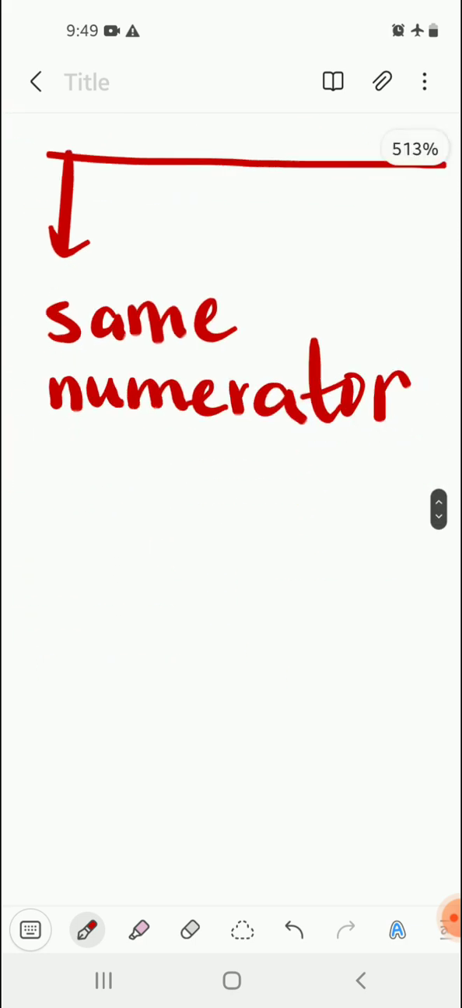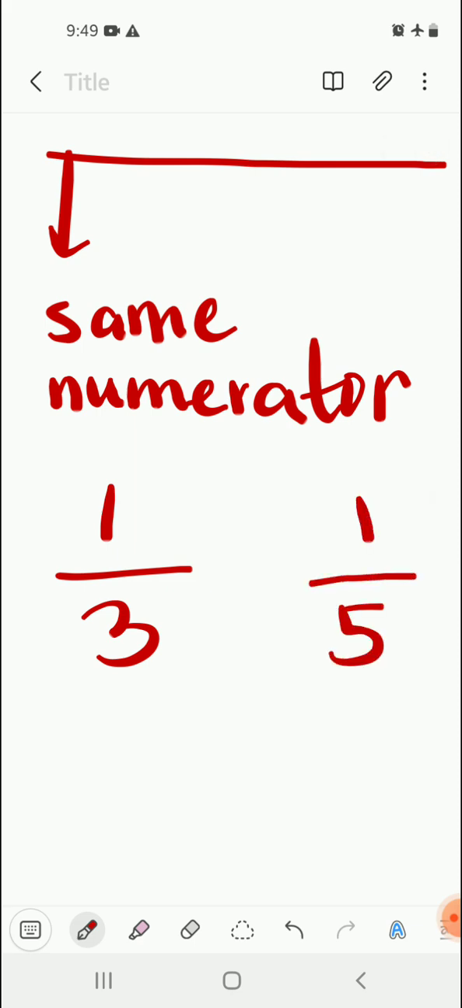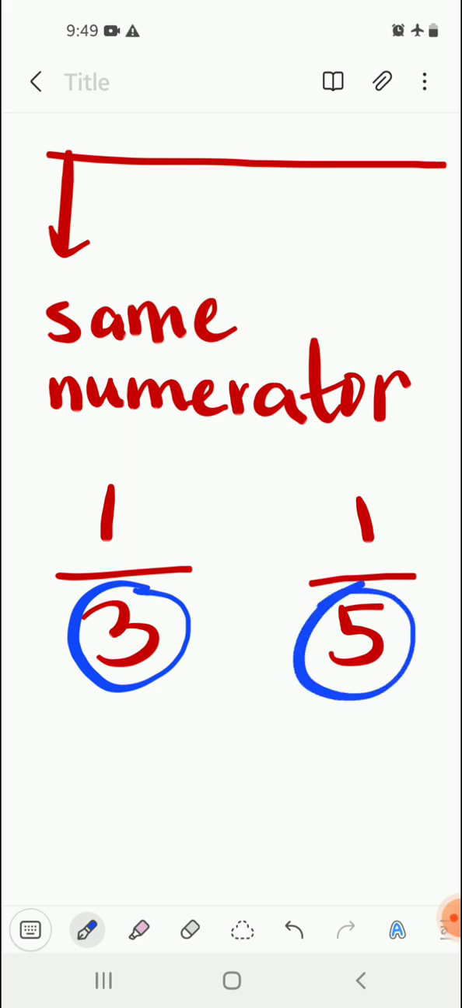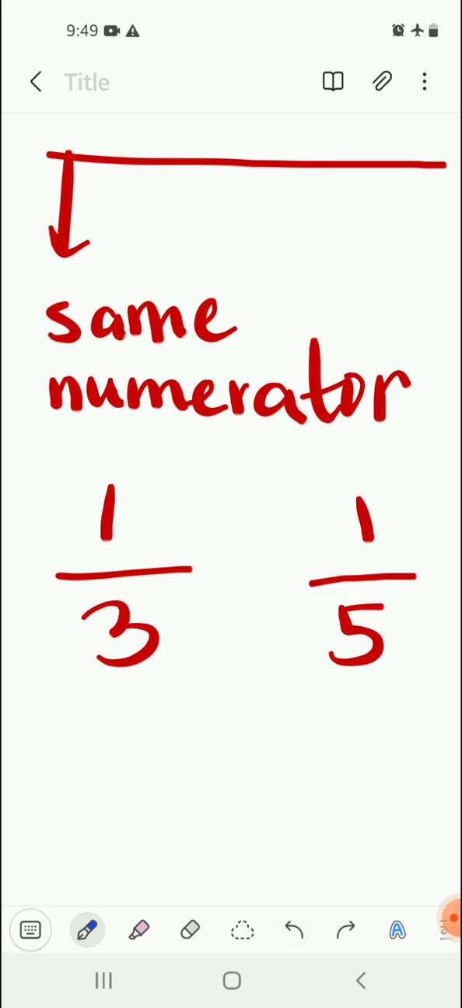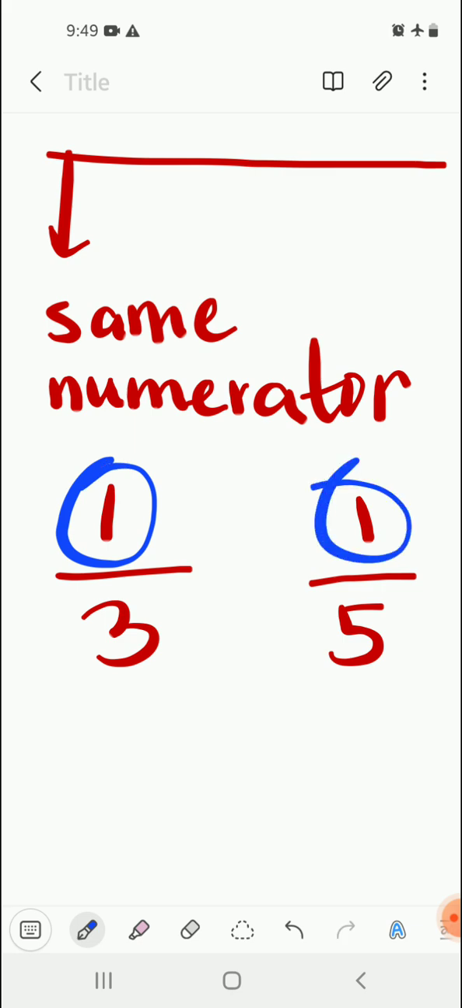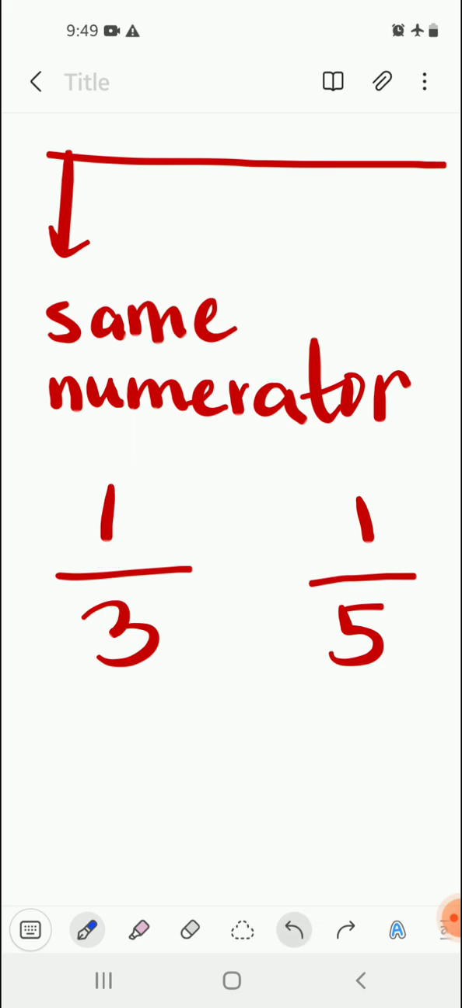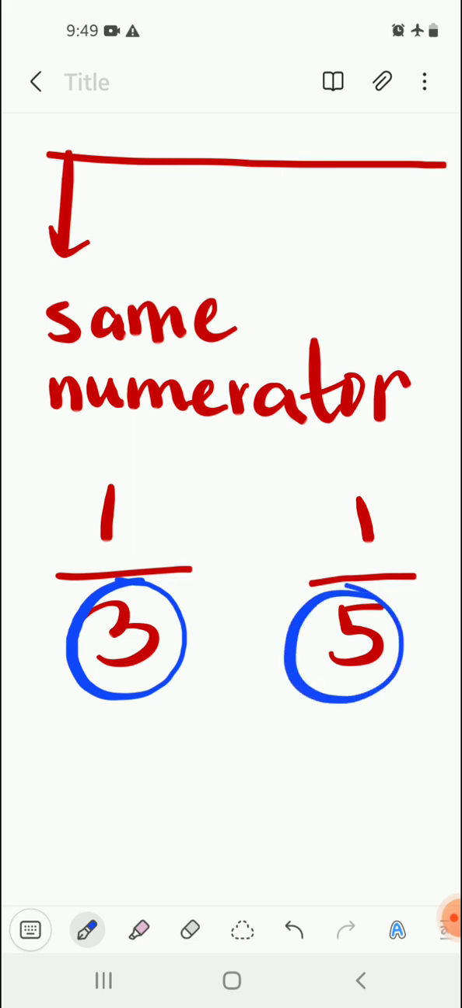Like 1 by 3 and 1 by 5. Over here the denominators are different, it is 3 and it is 5, which means it's an unlike fraction, but the numerator is the same. So in this case, we will only focus on the denominator. Whichever denominator is smaller, like here it is 3, here it is 5, the smaller denominator is the greater fraction. So 3 is smaller than 5, so 1 by 3 is a greater fraction than 1 by 5.